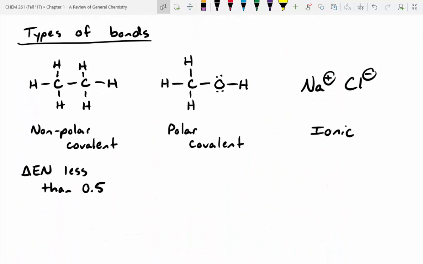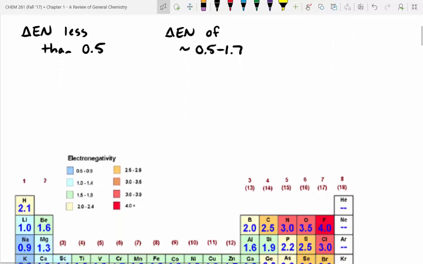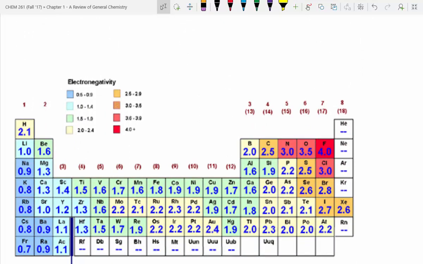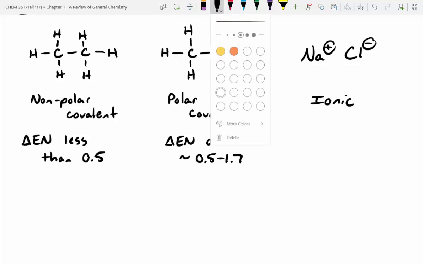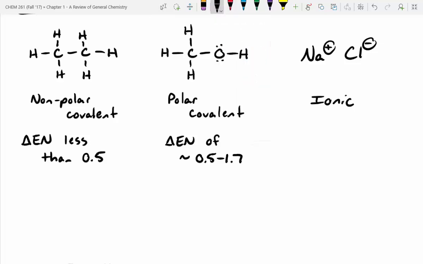All right, polar covalents are a little bit different. They have a difference in electronegativity of 0.5 to 1.7, and I'm going to put approximately here. There are always exceptions in chemistry. I'm sure you guys are probably irritated with them at this point. But let's go check with oxygen and hydrogen. So oxygen's 3.5, hydrogen's 2.1, so we've got a difference of 1.4. That's a pretty polar bond right there, right? So polar covalent bond. And then ionic is basically anything that's more than 1.7. Some books will say greater than 2.